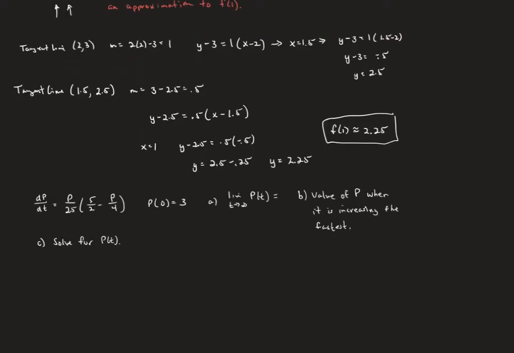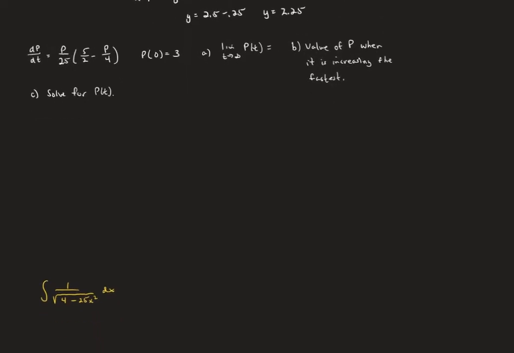Okay, let's slide up here. So here is our logistic growth differential equation. So we have dP/dt is P over 25 times 5 halves minus P over 4. P of 0 is equal to 3.